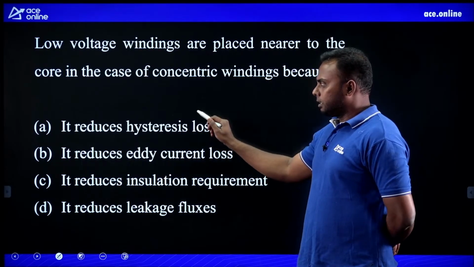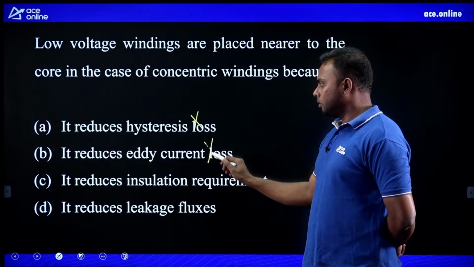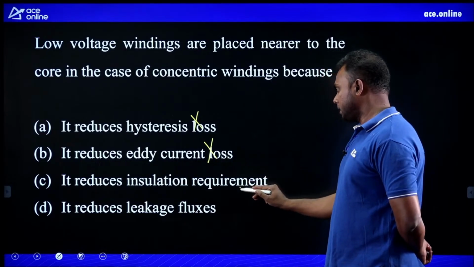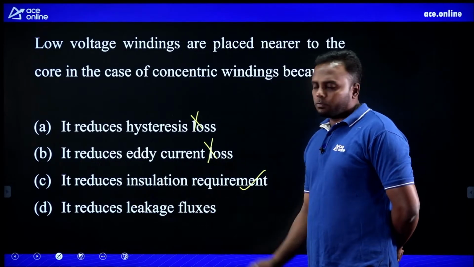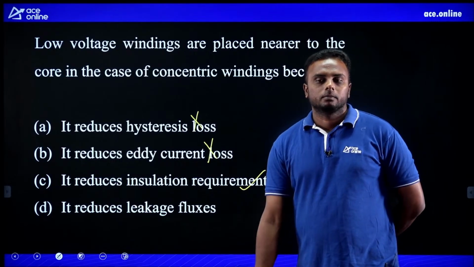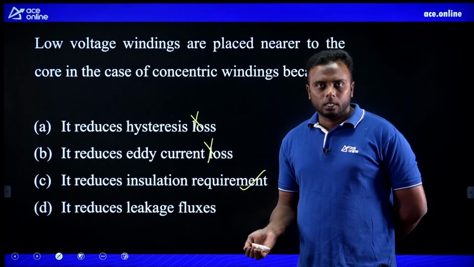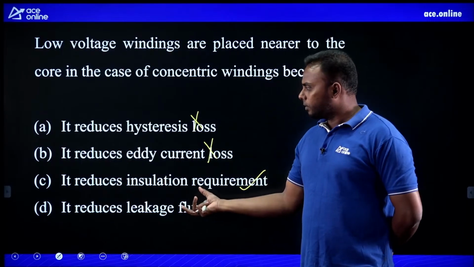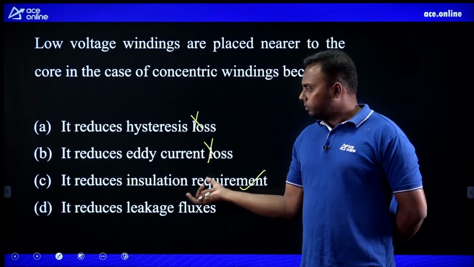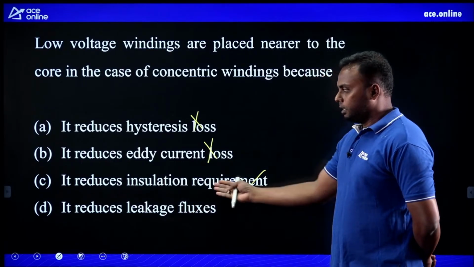It reduces hysteresis loss? No. It reduces eddy current loss? No. It reduces insulation requirement? Yes. It reduces leakage flux? Yes, this is also correct. Now if it is an MSQ type, that is multiple select question, then both will be the answer. Now which one do we have to choose? C or D?